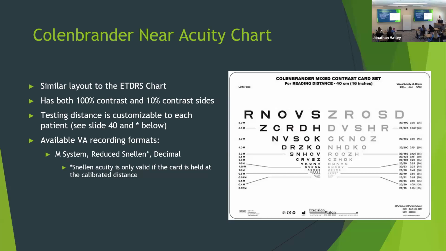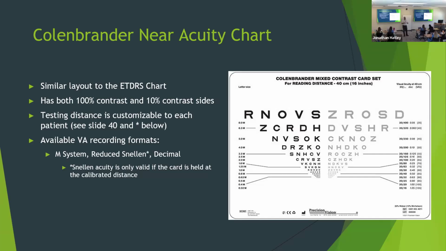And so in this case, the letters on the right have a 10% contrast, depending upon the style that you use, Weber or Michelson. But they have approximately a 10% difference or 10% contrast relative to the 100% contrast on the left side of the card. So having this contrast available to us with the Colenbrander chart is a bit of a two-edged sword, because on the one hand, it encourages clinicians to think about testing contrast and seeing if there's any reduction or any potential loss of contrast.